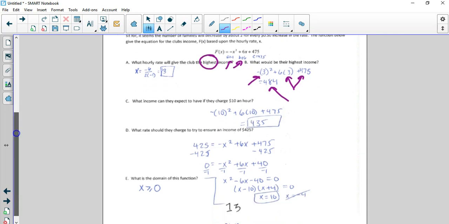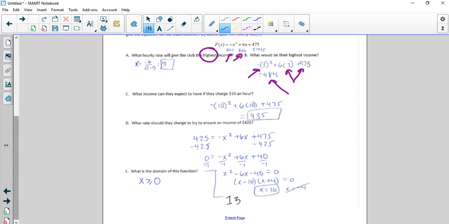If they want to make $425, what should they charge? Well, if the income is $425, you plug it in there and then solve. So you plug it in, you subtract 425, and you get this equation. Right? Now, you want to factor that. Again, as I said earlier, you want your x squared to be positive, so you just divide everything by negative 1. So the 6 becomes negative and the 4 becomes negative, and you factor. If you're not good at factoring, you can always plug it in the quadratic equation.